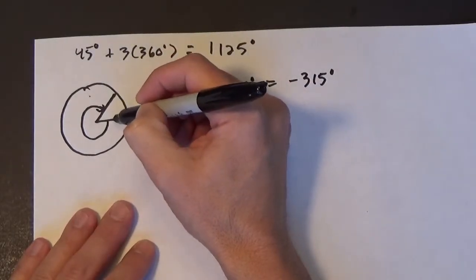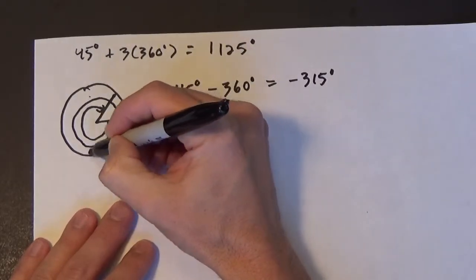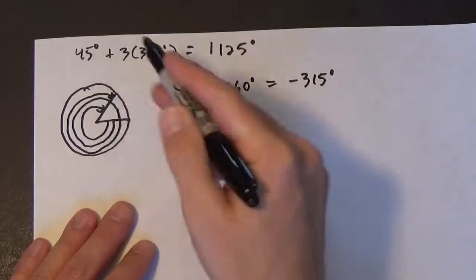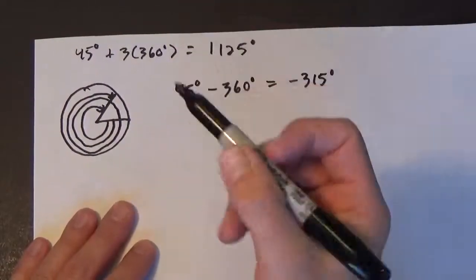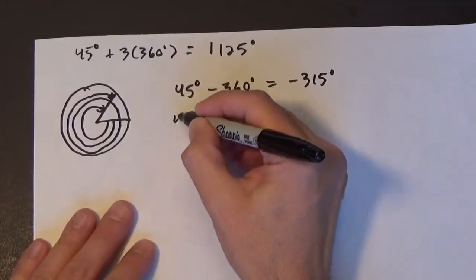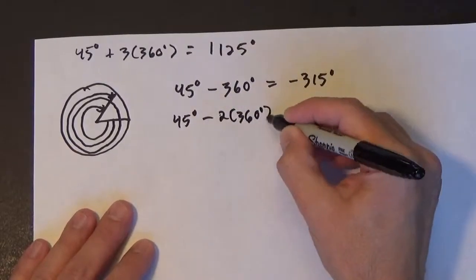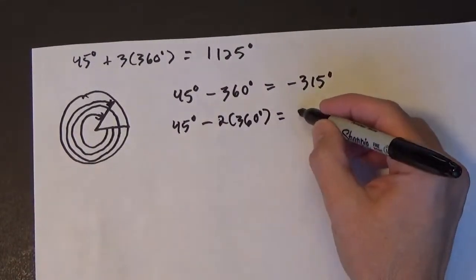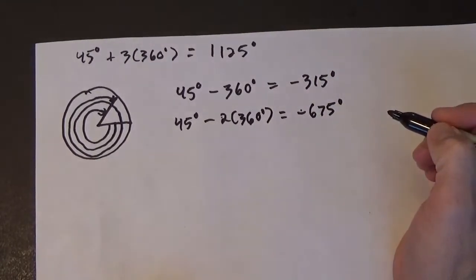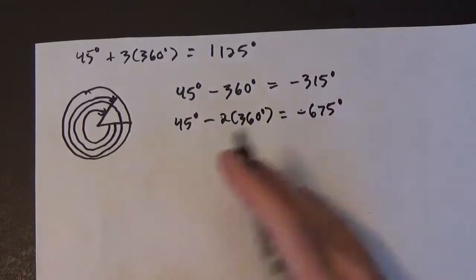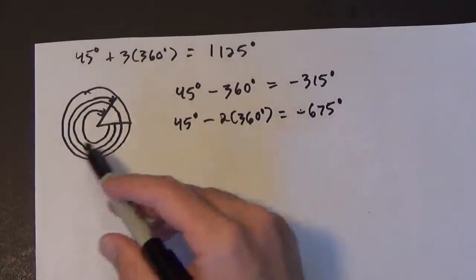And then we could go all the way around, so let me draw this in here, and then all the way back here. Now it's getting a little hard to see in there, but you do one full rotation, then you go to the angle, just like we did before. So we could have 45 degrees minus 2 times 360 degrees, which is negative 675 degrees. So notice that all of these angles are coterminal angles, and again, we could keep on doing this for infinity.